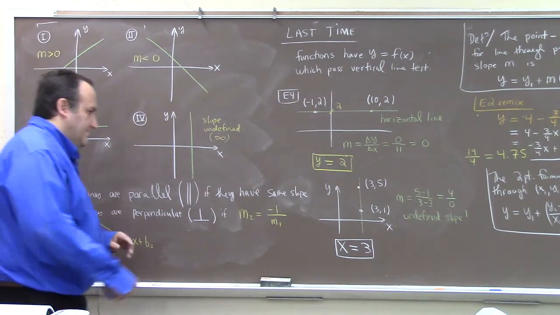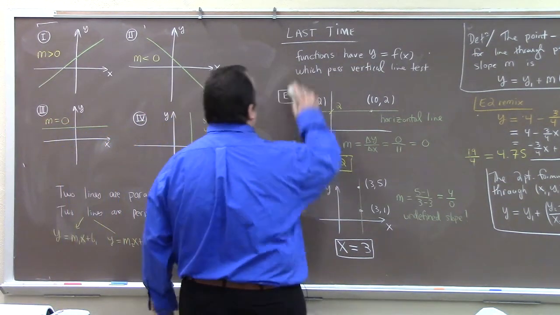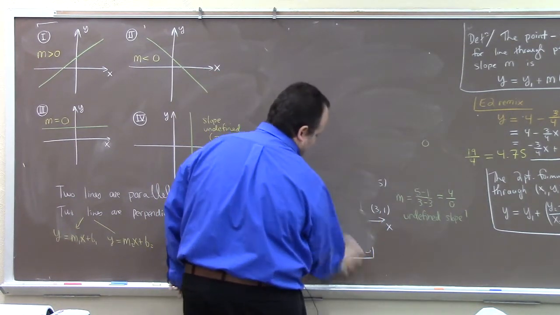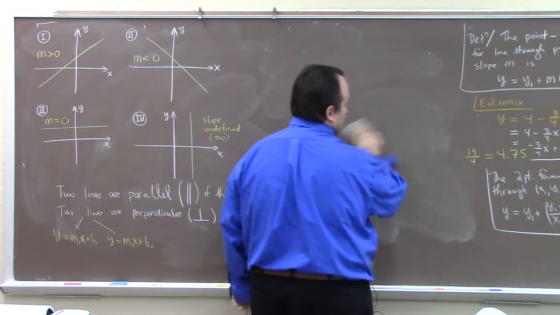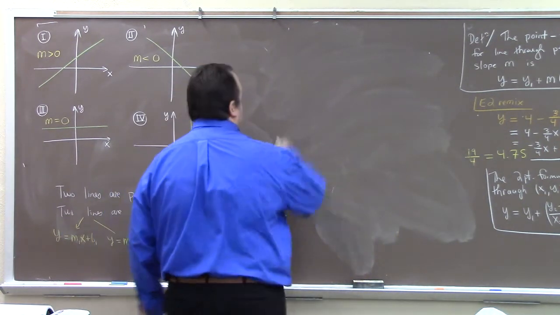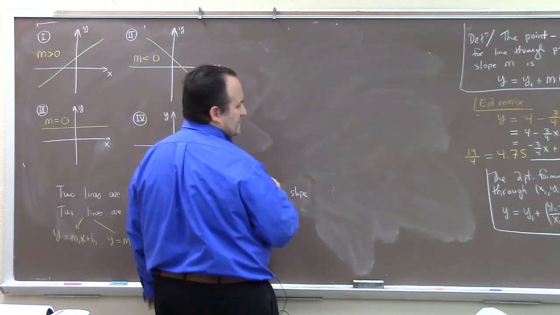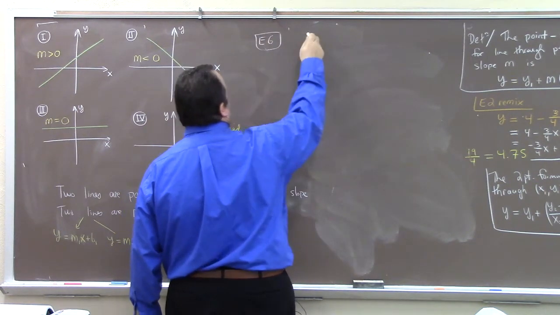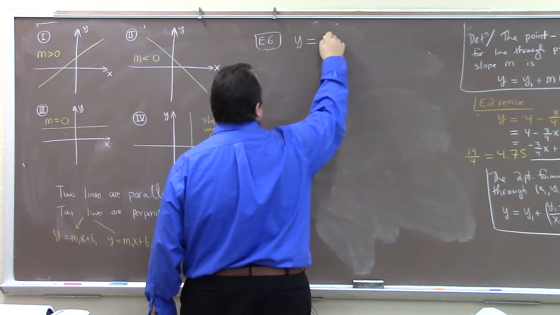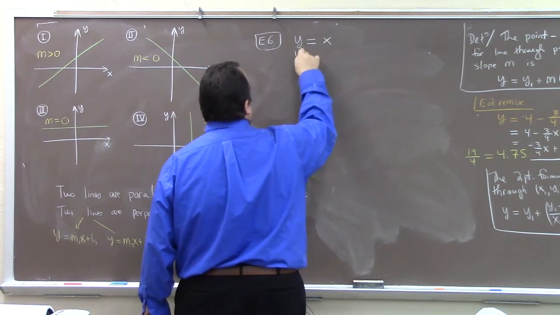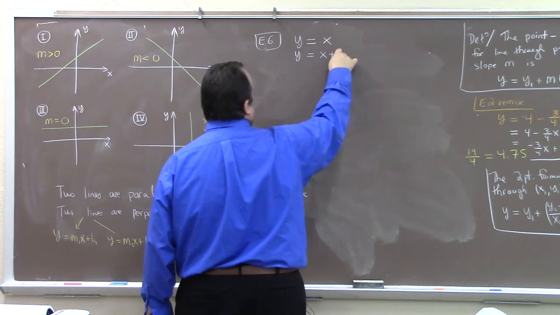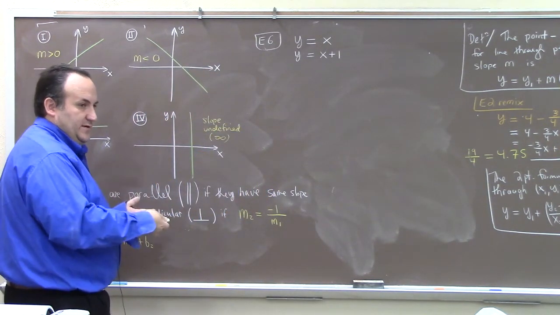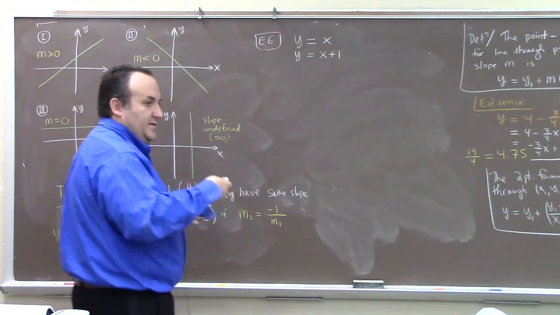So perpendicular, and parallel. Let me show you an example of each, just to make this definition sink in more. What example was I on? I've lost my track. I'm on 6. Thank you, muchas gracias. So we could have y equals x, and y equals x plus 1. These lines both have slope 1, right? So they should be parallel lines.